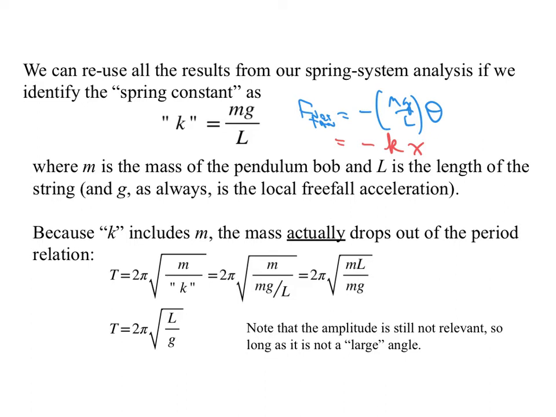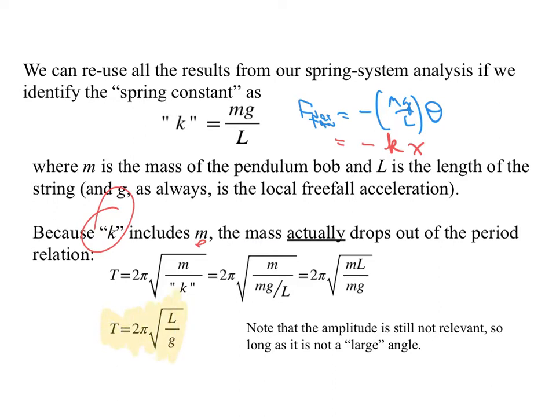Something weird happens. Because this fake k includes the mass itself, the mass drops out of the period relation. For a spring, T was 2 pi times root m over the spring constant. So 2 pi root m over mg over L. And then we flip and multiply, and we get 2 pi root mL over mg. And so we end up with the very important and relatively simple result that the period is 2 pi, again, root L over g.